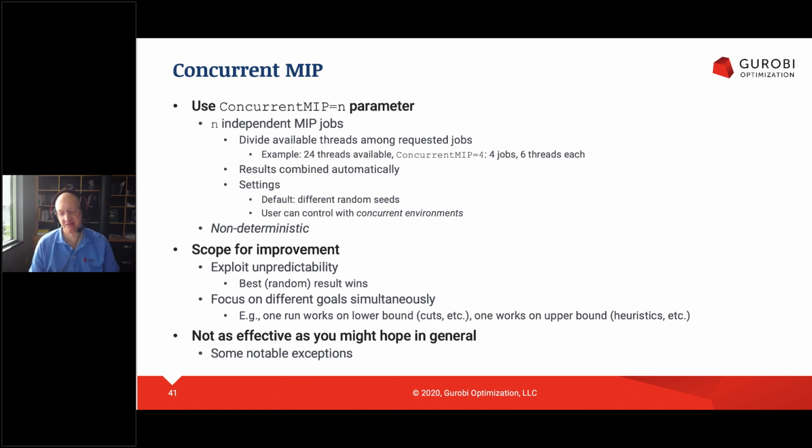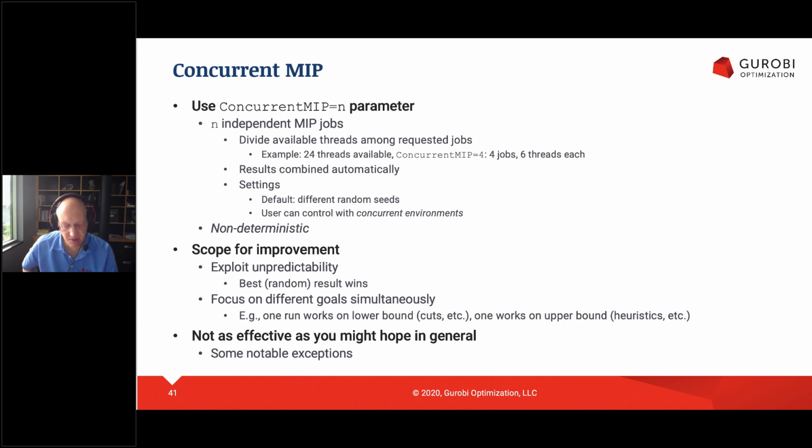And we will automatically divide up the available cores. So if you set the parameter, for example, to 4 on a 24 core machine, then you will get 4 jobs, each of which uses 6 threads. And then basically we combine the results automatically. So it looks like there's a single run from the point of view of the log, but in fact, it's multiple independent runs with the results being combined automatically. This is mildly non-deterministic, so we don't guarantee that you'll get exactly the same result every time.